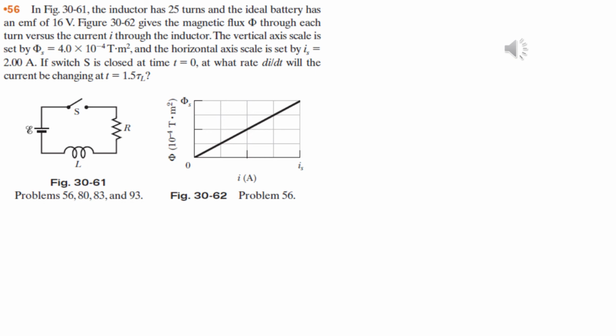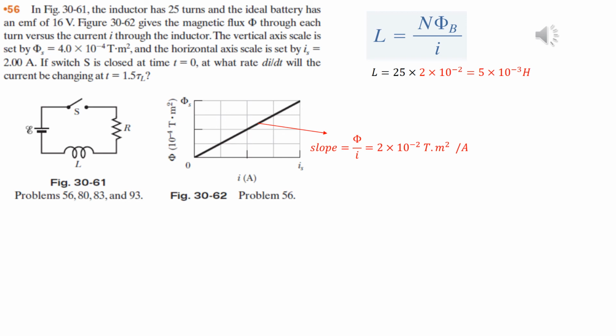So always find the rate and then you replace the time at the end. We know that the flux of one loop is L times I, and since we have N loops, the inductance L equals N phi over I. Phi over I is the slope of the graph. Now it's easy. You multiply this number by 25, and you get 50 times 10 to the minus 2, which is L in Henry.